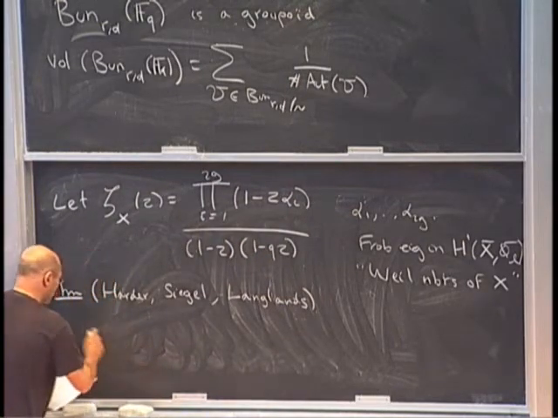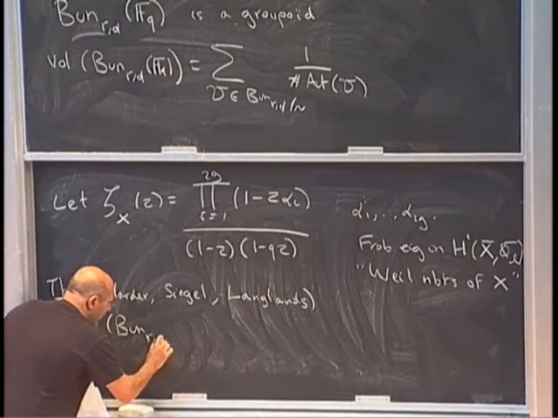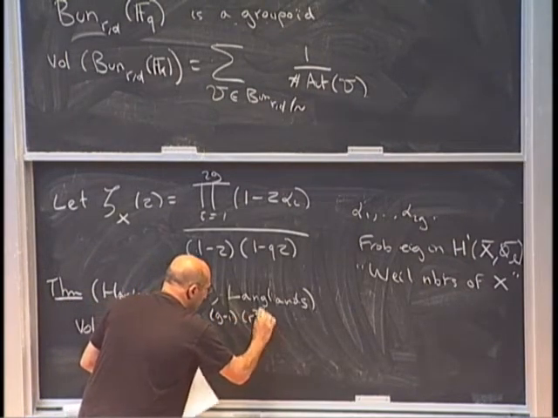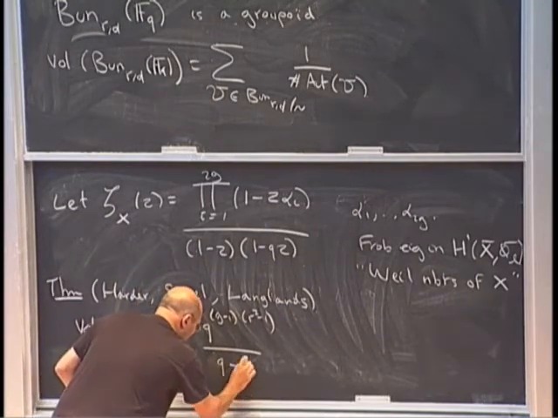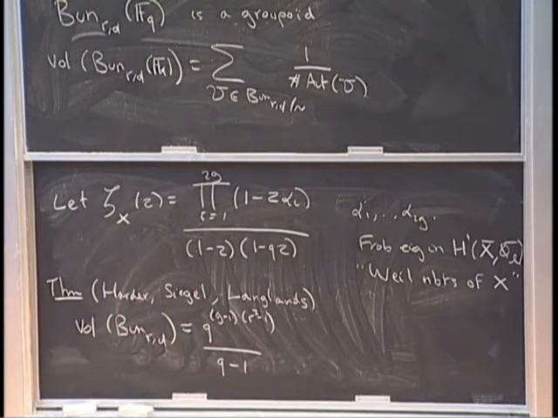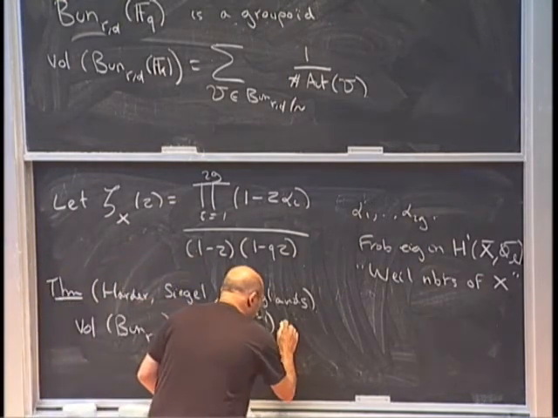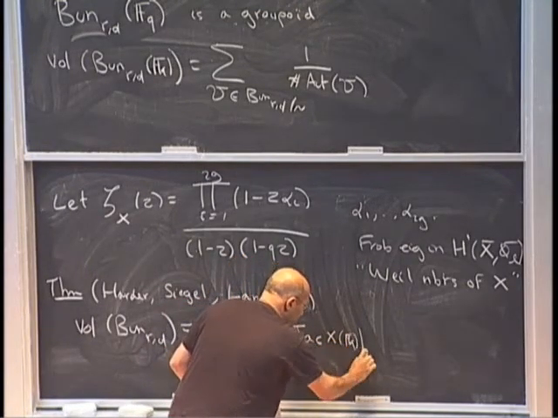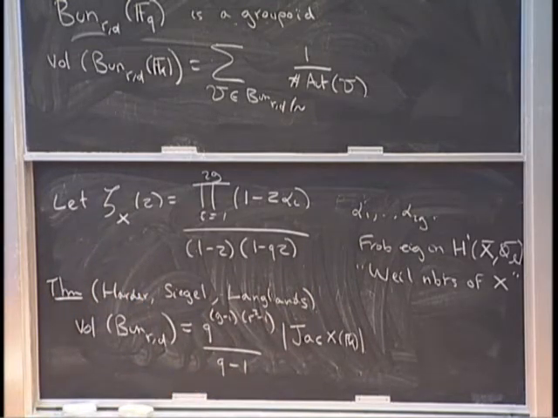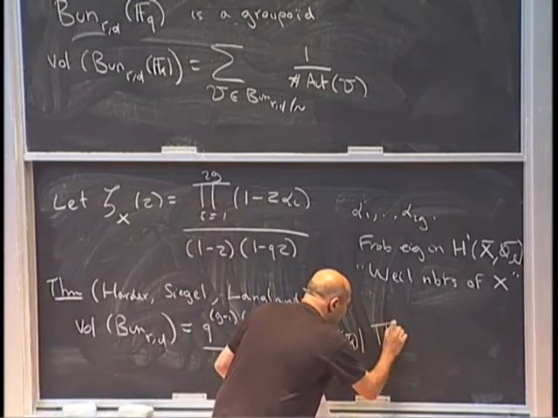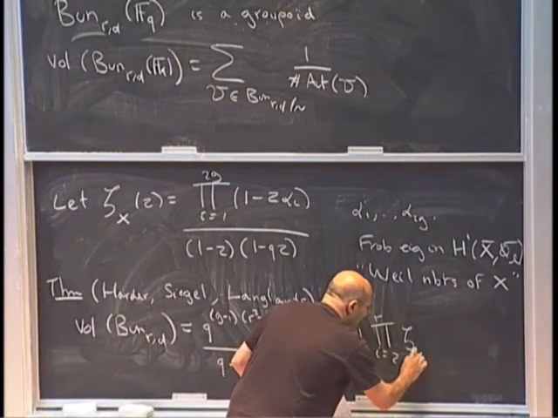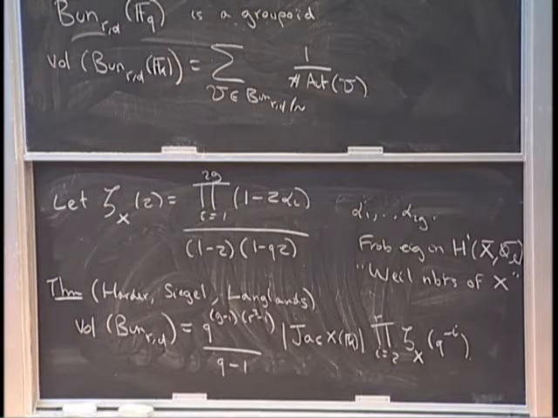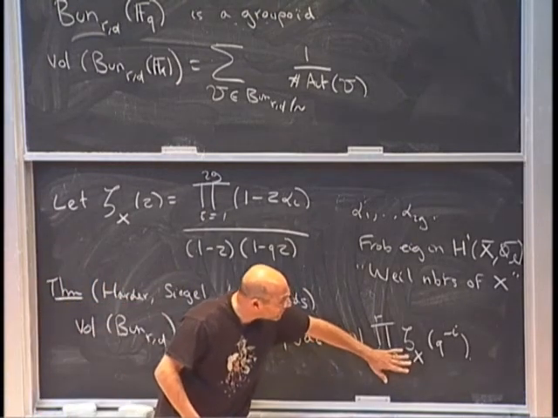And here's the theorem. So the volume of Bun_{r,d} is, there is a power of q, there is the minimal group of automorphisms. Everybody has at least scalars as automorphisms. And then you have the number of points in the Jacobian of X over F_q. The number of points in the variety, not the stack. And here you have a very nice product of zeta functions, zeta of X evaluated at q^{-i}. So this volume is given by some nice product of zeta functions, only depends on the Weil numbers of the curve.